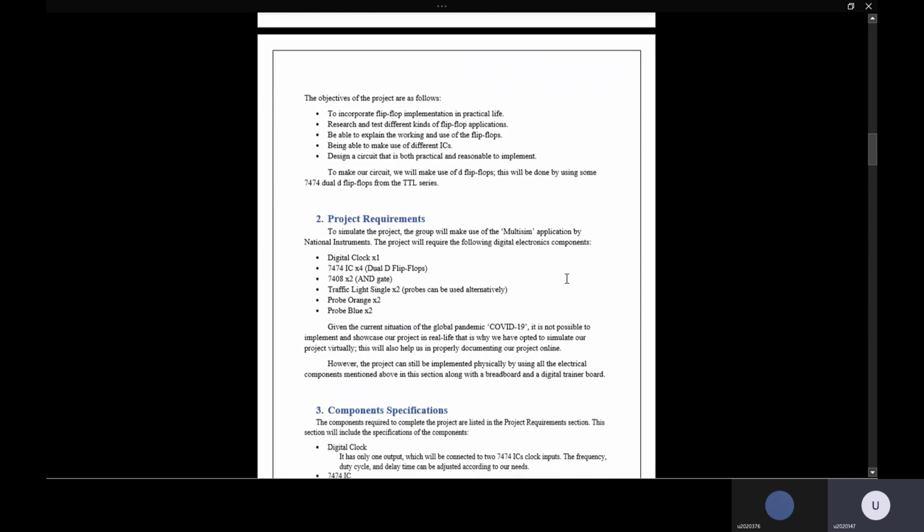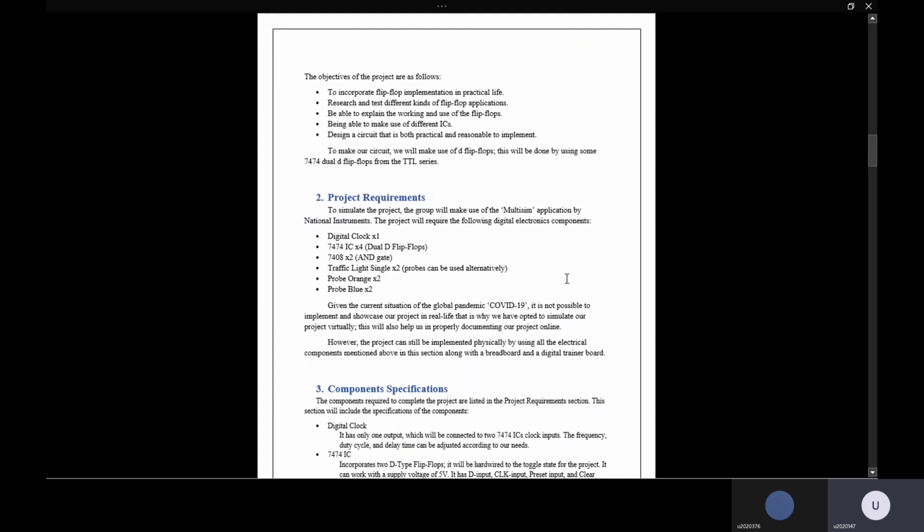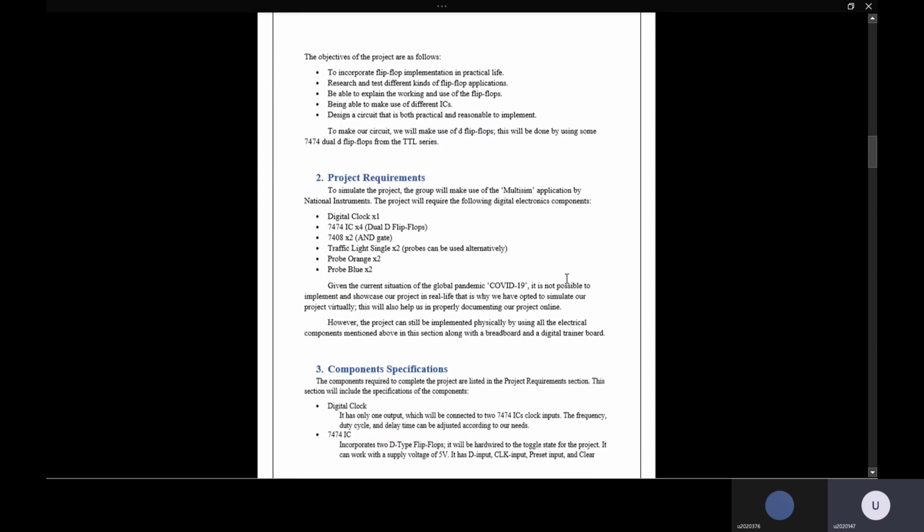So before starting our project, we had some objectives in mind. Basically, we wanted to incorporate a flip-flop implementation in practical life, and also wanted to research and test out different kinds of flip-flop applications, which we have already done. And we wanted to be able to use different kinds of ICs for our project. So in our project, we will be using D flip-flops, and this will be done using the 7474 dual D flip-flop IC.